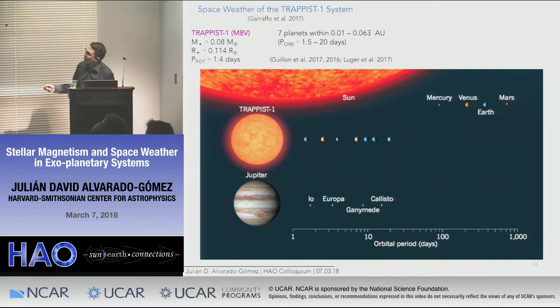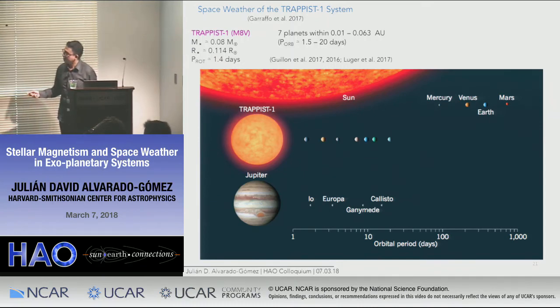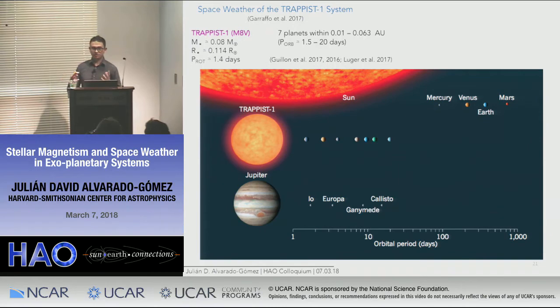So this is a little bit of the architecture of the system. Here we have the Sun and the inner planets, on a log scale in orbital period in days. You have Jupiter here, and you can see the Galilean moons very close in. And this is how the Trappist-1 system looks. All the planets are extremely close to the star. And these 3 planets, I think C, D, E, are inside what is believed to be the habitable zone of the star. That is why there was a huge buzz about them when they were discovered last year.